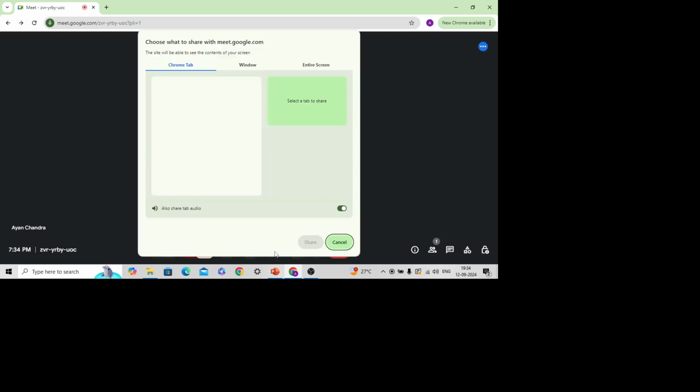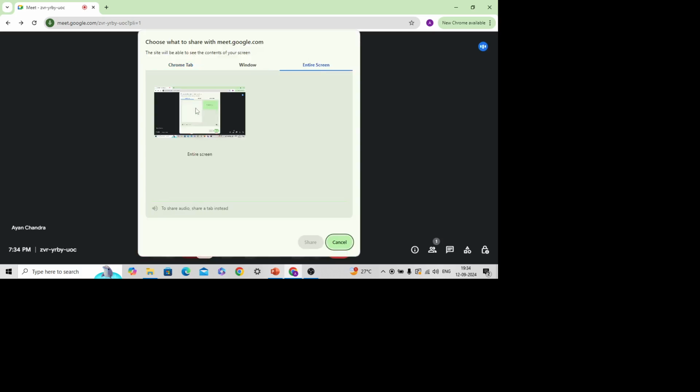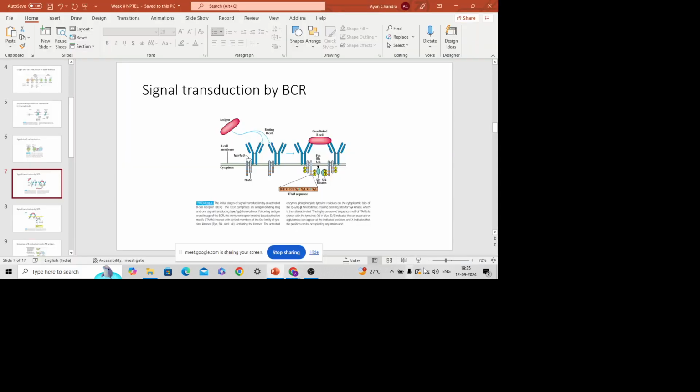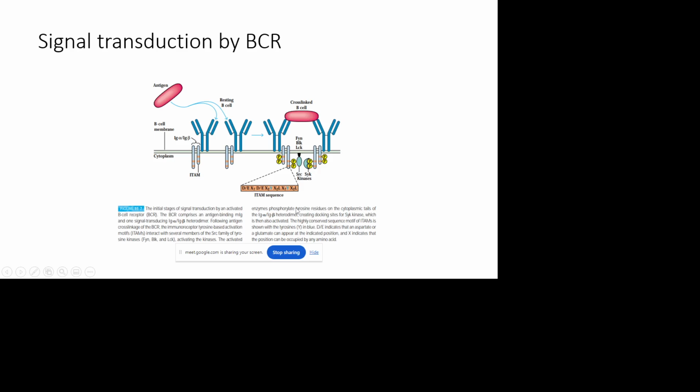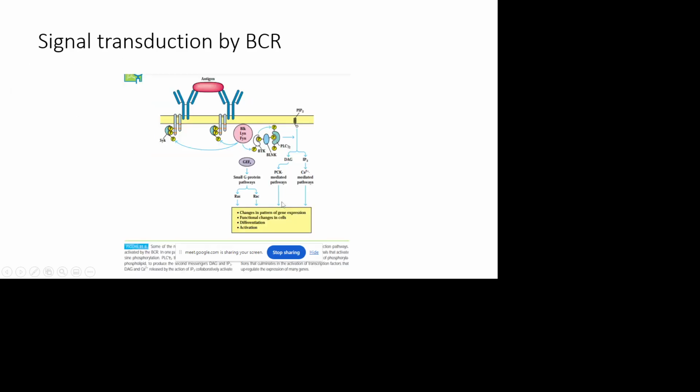Sorry for the instability. So I will just start again with the last slide where we were. Yeah, so we saw how the signal transduction is mediated by the B cell receptor, or BCR. Right, so this is the more detailed pathway where antigen cross-links the membrane immunoglobulin of the BCR.